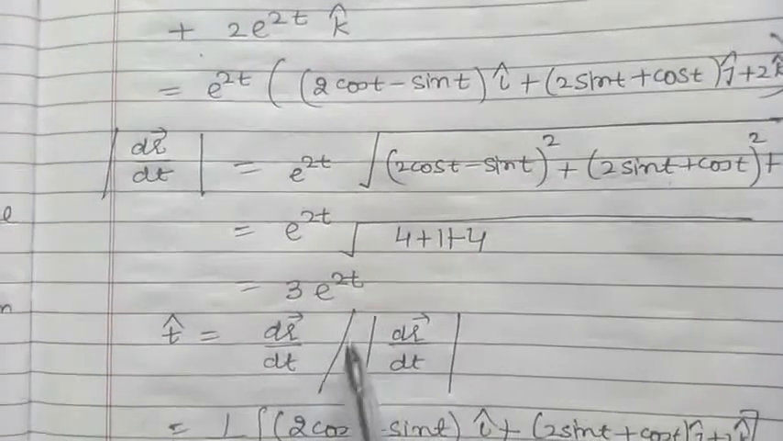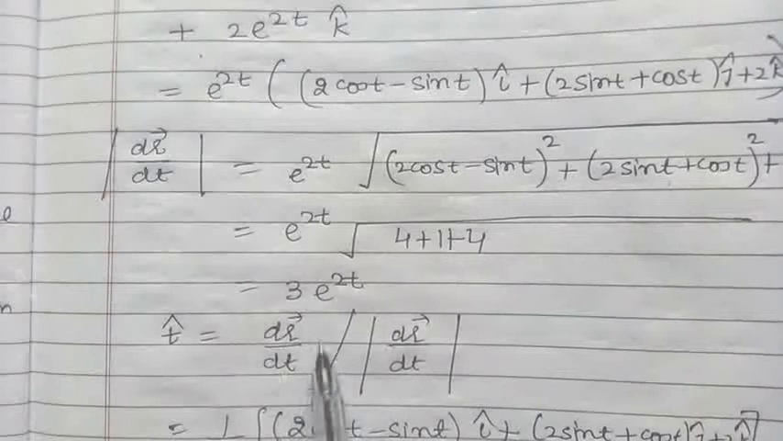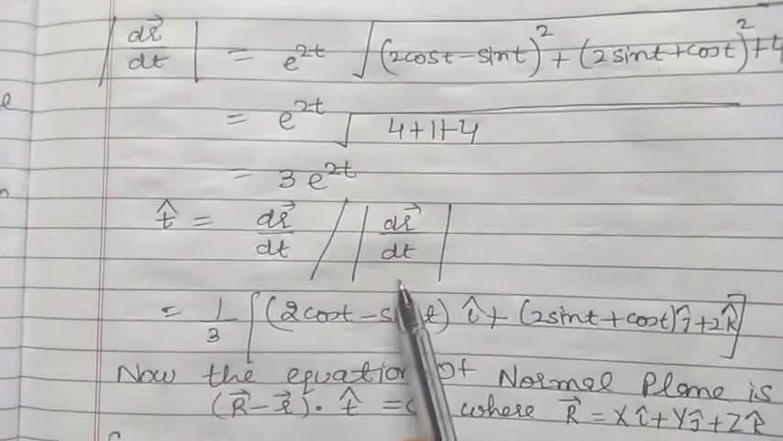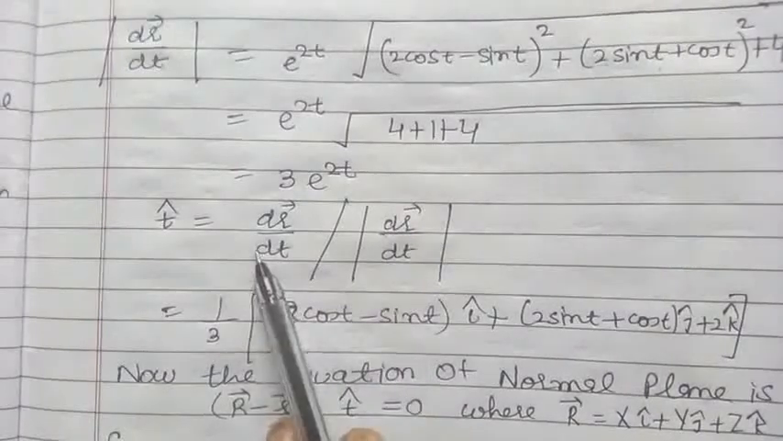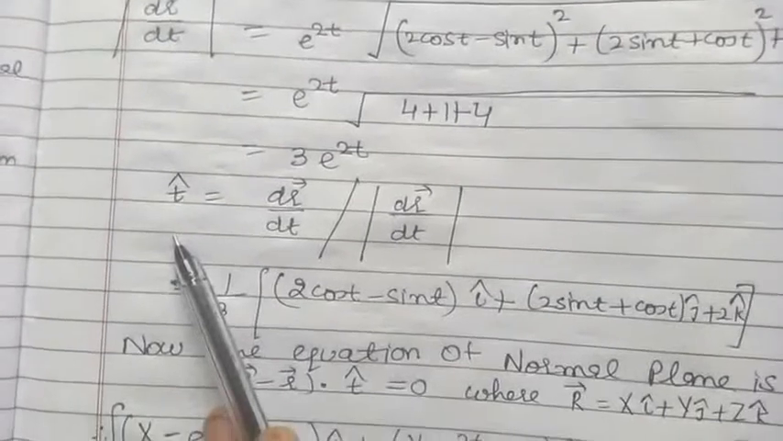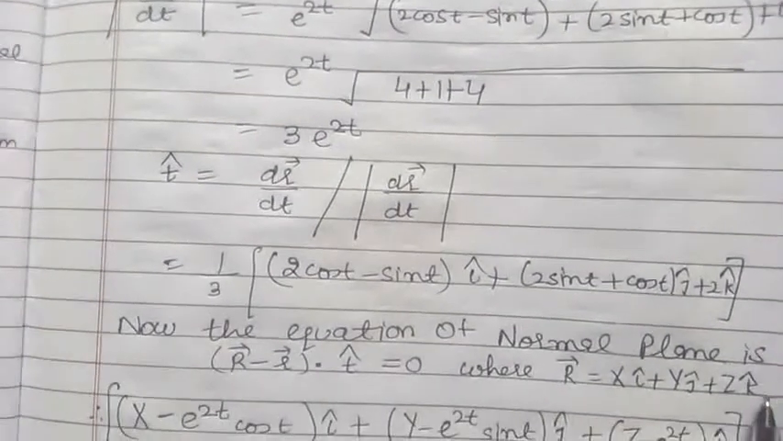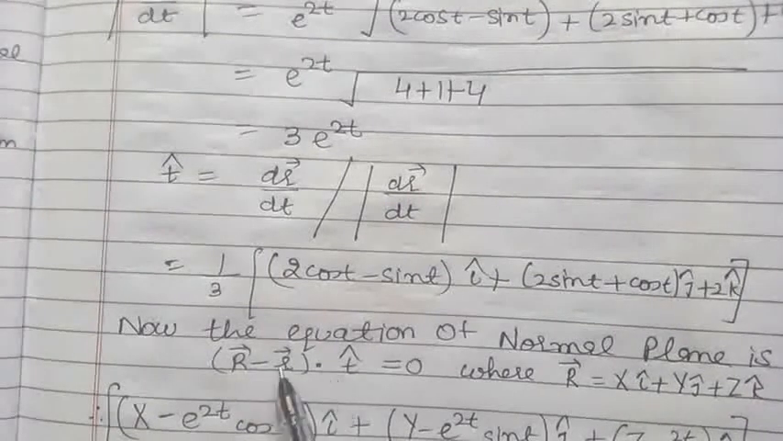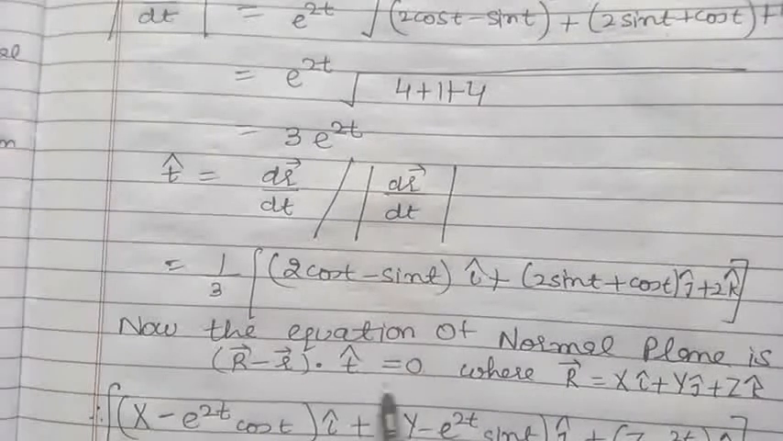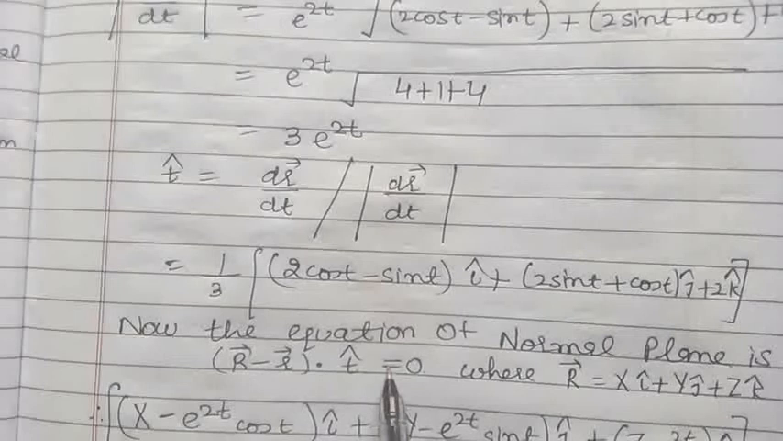Now let us find the unit tangent vector. By definition, the unit tangent vector is the tangent vector divided by its magnitude. Substituting the values of the tangent vector and its magnitude here, we get the unit tangent vector. Now, as we have already stated, the equation of the normal plane is given by the dot product of (R minus r) and t cap equated to 0.